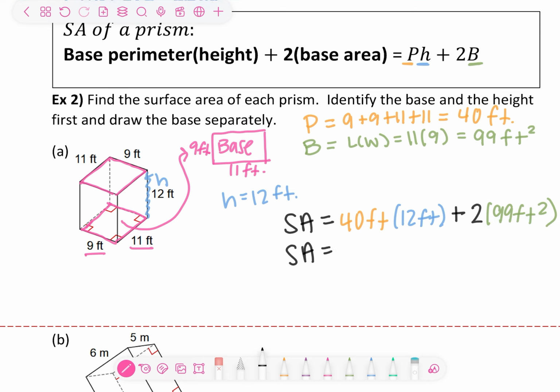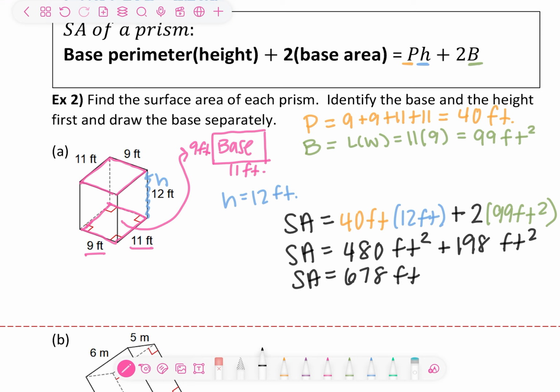You can either do this by hand in steps, or you can do this in the calculator. If you do it in steps, you'll do 40 times 12 first, and you'll get 480, and it'll be feet squared because you're multiplying feet times feet. Okay, so that's going to be feet squared plus, and then 2 times 99, which is going to give us 198. Again, feet squared, that's our unit. And then just add those 2 values together, and you will get a surface area of 678 feet squared.